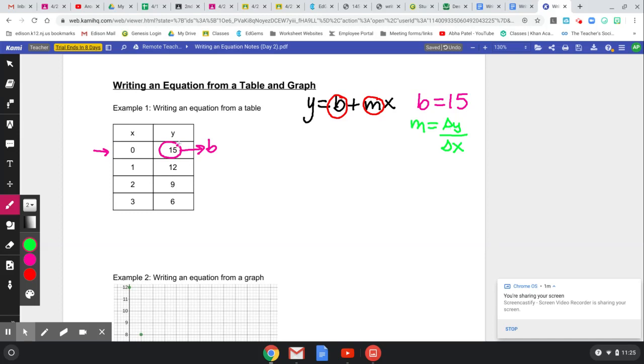And finding the change in y is you're just looking at the y column. And what's happening from 15 to 12? You are subtracting 3. And then you're going to do the same thing from 12 to 9. And you're also subtracting 3. And you're also doing the same thing over here. That's also subtracting 3. And this is going to happen. You want this to happen. So the value for the change in y is -3.